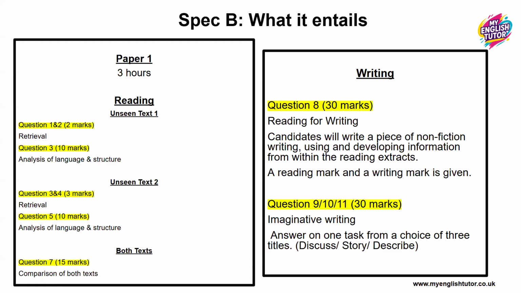Finally, this paper ends with a 30-mark writing question. They will answer one task from a choice of 3 titles. There will always be a discuss title, a story title, and a describe title. The exam, the 3 hours, is broken down into 3 clear sections: 1 hour for reading, 1 hour for the directed writing, and 1 hour for the imaginative writing.